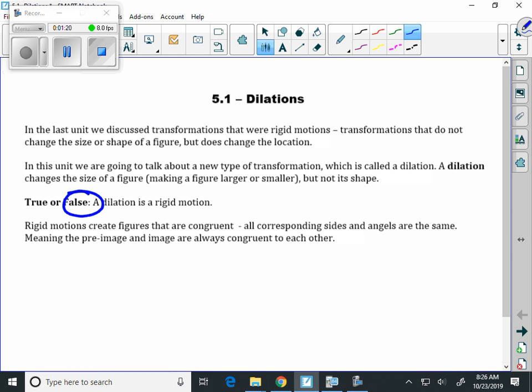What's something that's really important that might seem obscure is the next sentence. It says, rigid motions create figures that are congruent. All corresponding angles and sides are the same, meaning that when we do a rigid motion, when we do a translation, when we do a reflection, when we do a rotation, we still have a congruent figure. When we do a dilation, we do not.